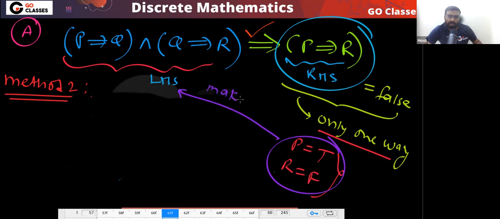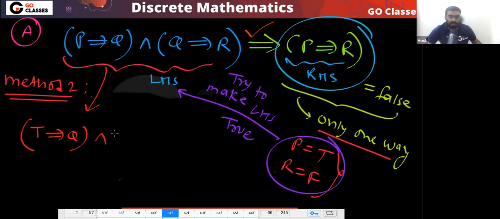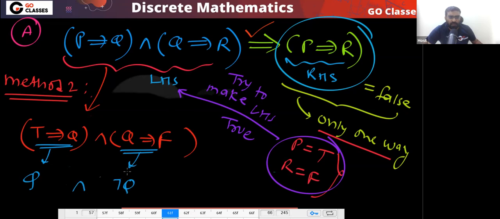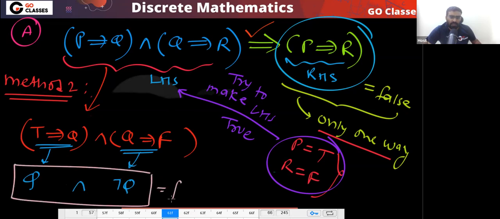Okay, now try to make LHS true. Can you make this LHS true? Remember P is true, and R is false. So what does this mean? True implies Q, that is Q. Q implies false, that is negation Q. What is this? This is false.